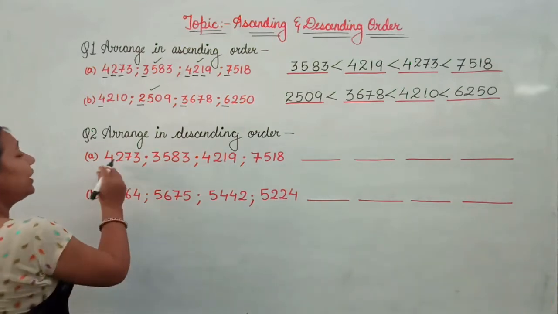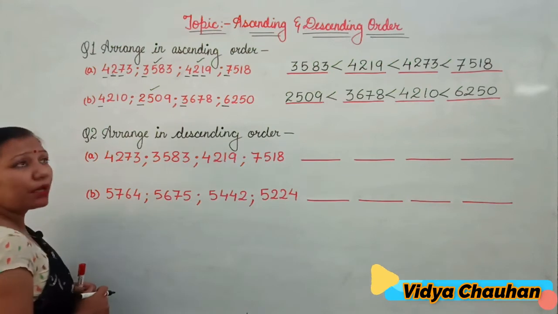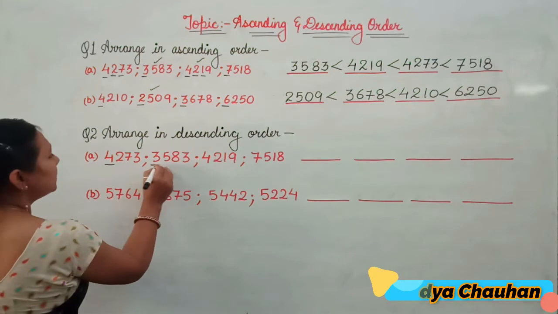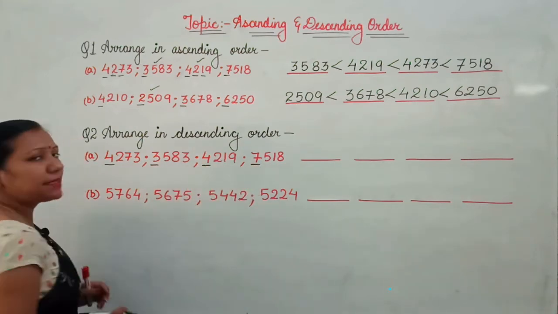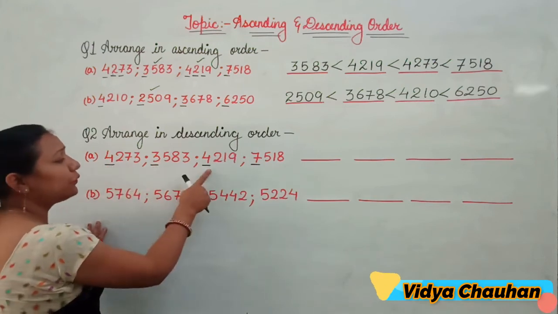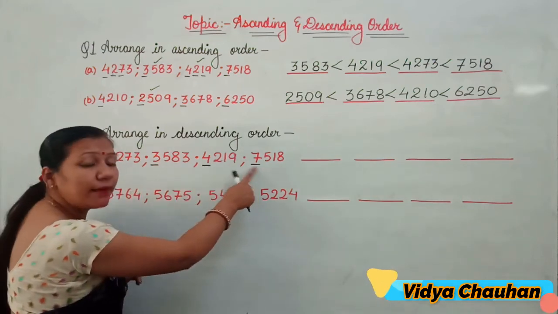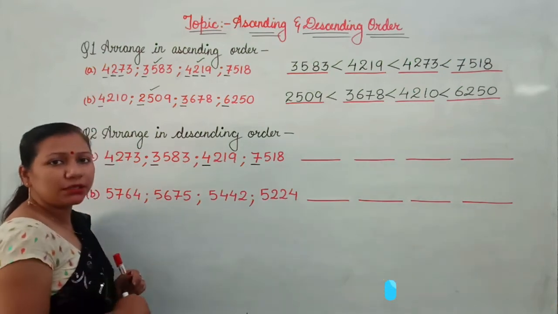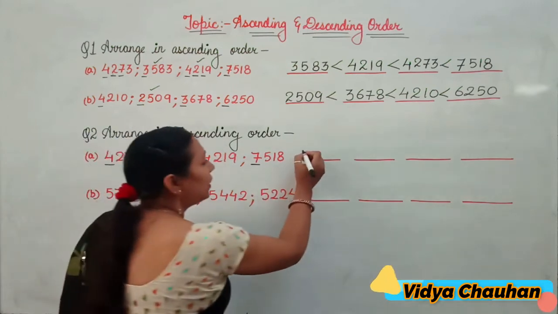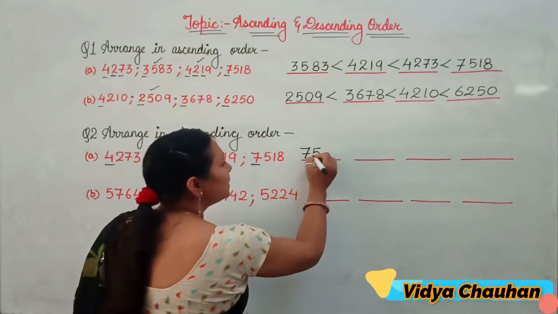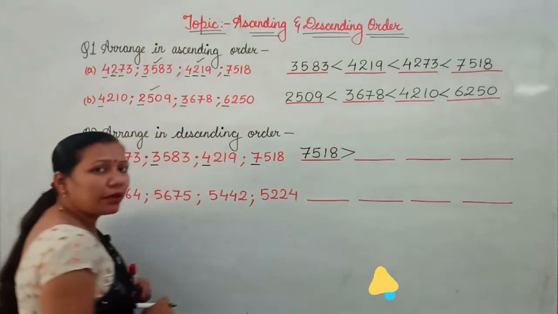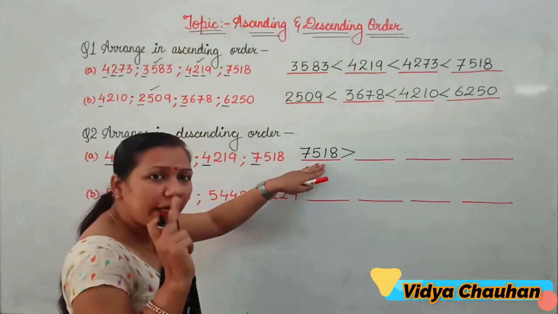So when you have to find the biggest number among all these, once again, if I compare its 1000 place digit, here in the 1000 place we have 4000, 3000, 4000, 7000. Which is the biggest among this all? Yes, 7518 is the biggest value. So you will write 7580 and now you will put the sign of greater than, because this is the greatest value.